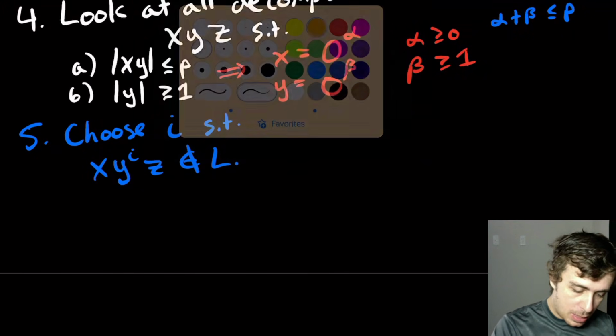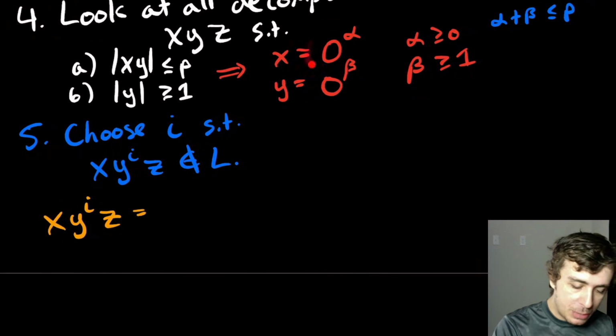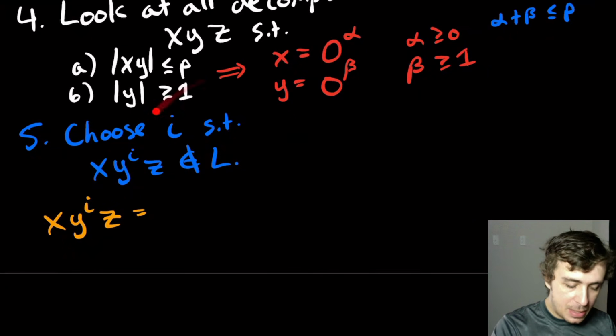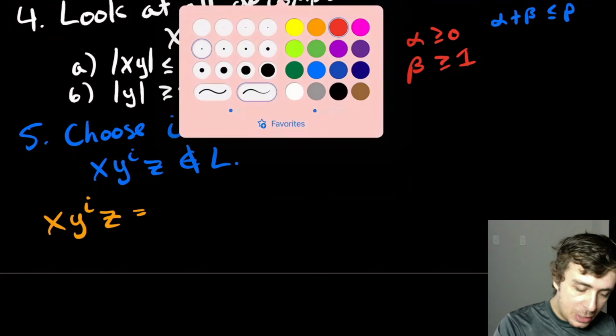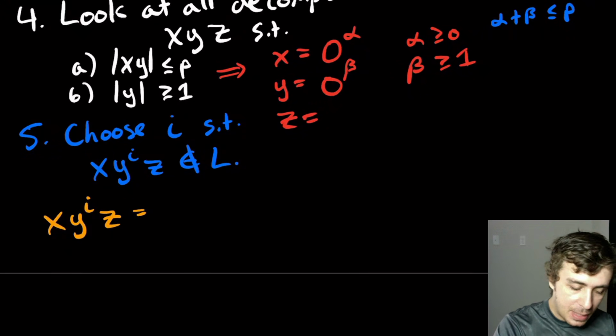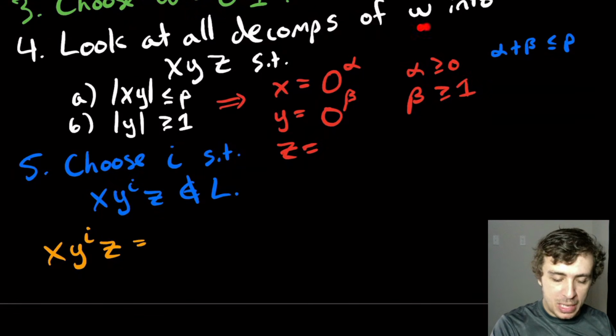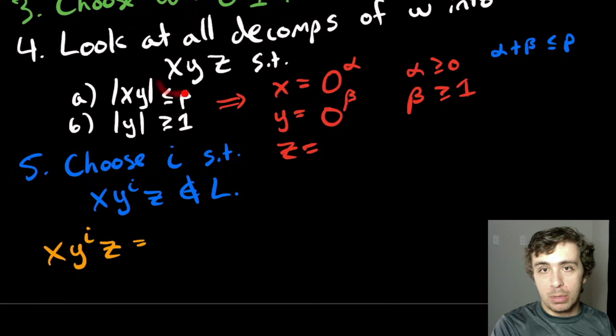So let's try to investigate what this is. So x, y to the I, z. Well, what I'm going to do is copy and paste the pieces down. I actually need to say what z is. Well, we know that z is the rest of the string. We're breaking up w into 3 parts. The first 2 parts were these 2 pieces here. So z is the rest of the thing.